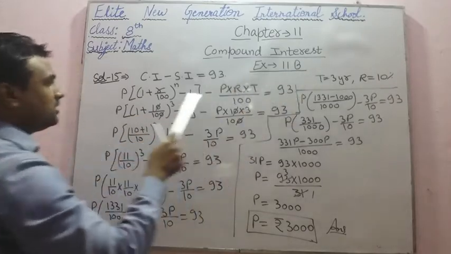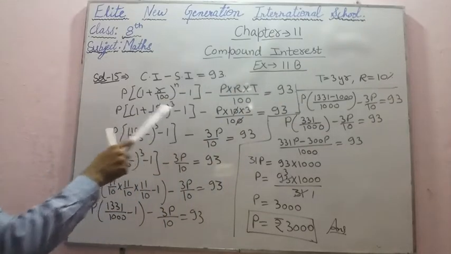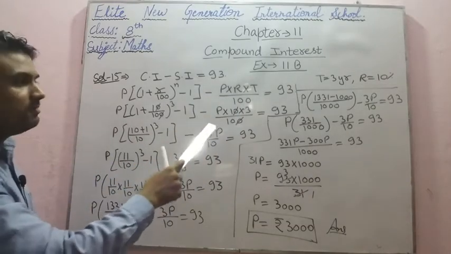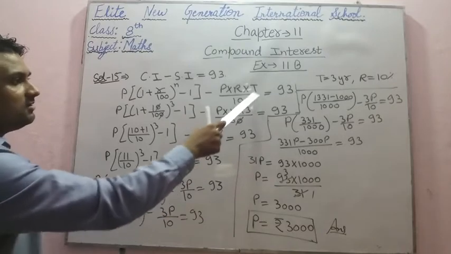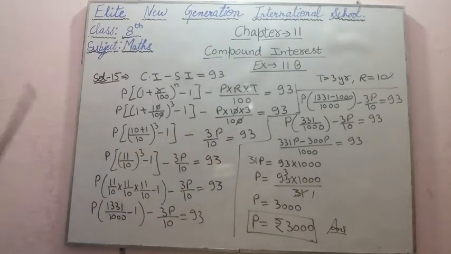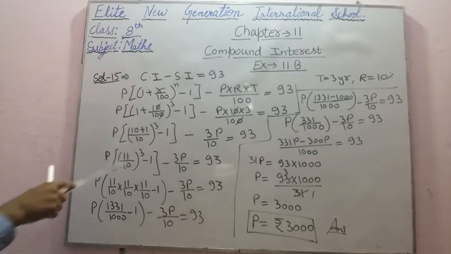So time is 3 years. In place of n we can write 3 minus 1. Now minus P into R into T upon 100. So it will be P into rate, which is 10, time will be 3, upon 100, equal to 93. So here we can solve it. This 0 will be cancelled by this 0.